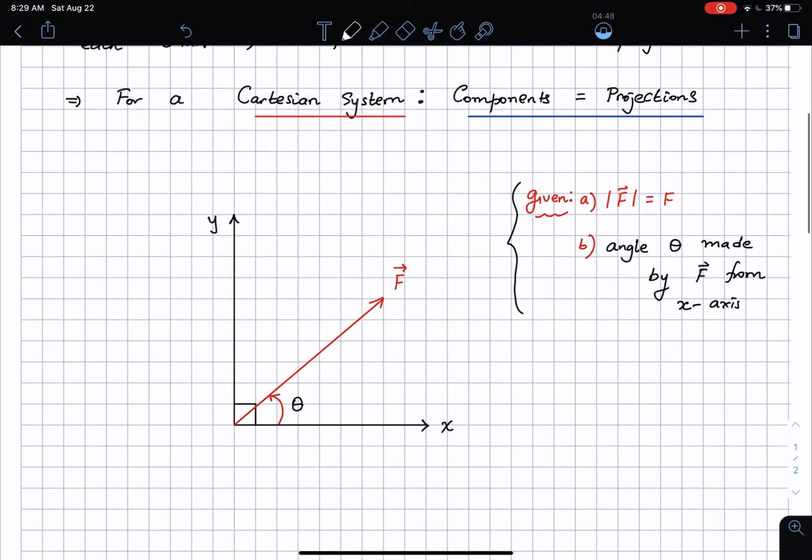How do I find the components or the projection? And this is once again the same rule as before. I use the parallelogram law. From the head of F, I draw a line parallel to the y-axis. From the head of F, I draw a line parallel to the x-axis. Wherever they intersect the respective axes gives me the components.